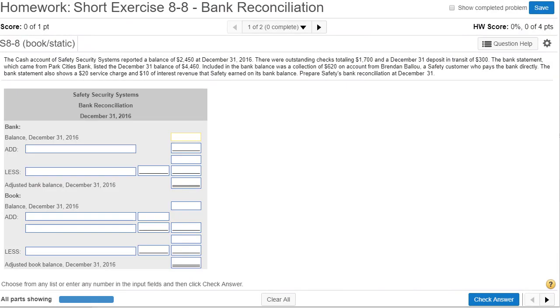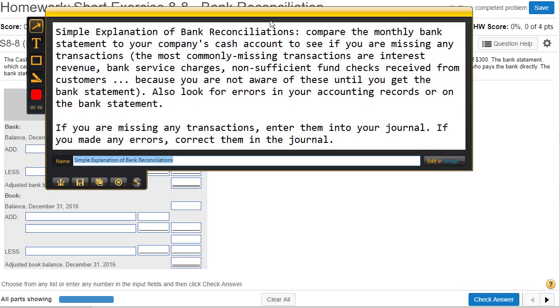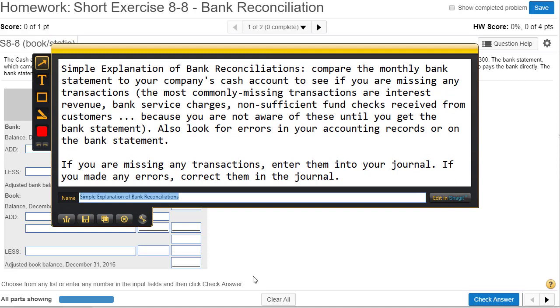Short exercise 8-8, bank reconciliation. So here's my simple explanation of bank reconciliations. We compare the monthly bank statement to our company's cash account to see if we are missing any transactions.